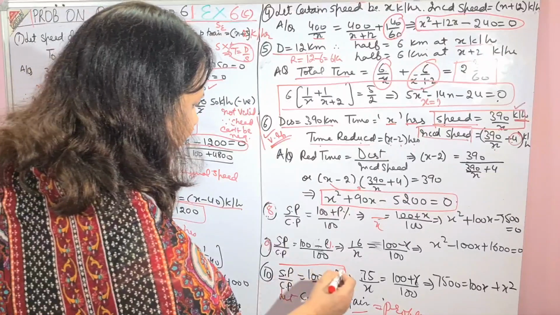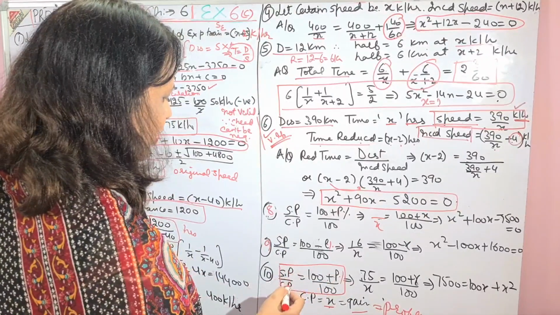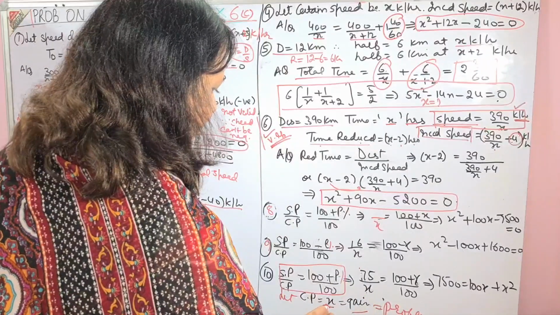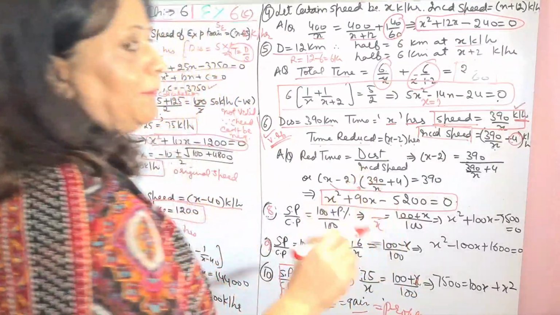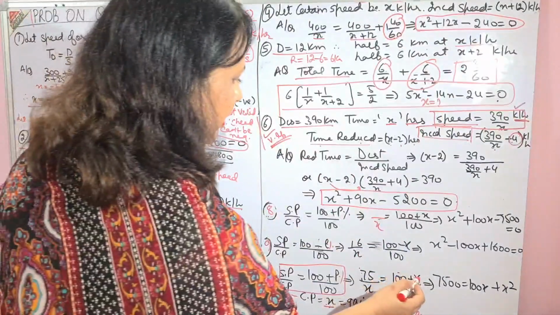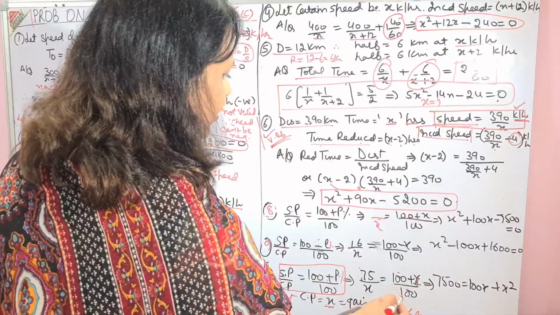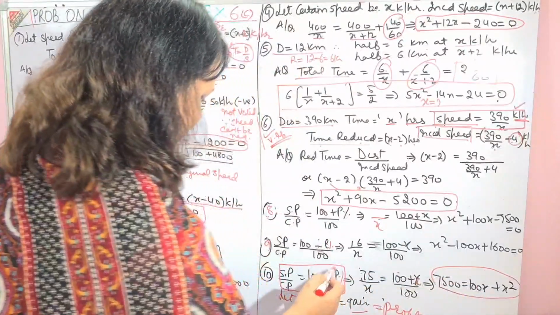Now putting in the formula, you know when I take profit percent, you have to add it. SP upon CP. SP is given to be 75 upon CP, I suppose to be x. Again gain is also x percent, because he said CP and gain percent are the same, 100 plus x upon 100. We have done this formula in 9th standard. Cross multiply, this is your required equation when it is profit percent.